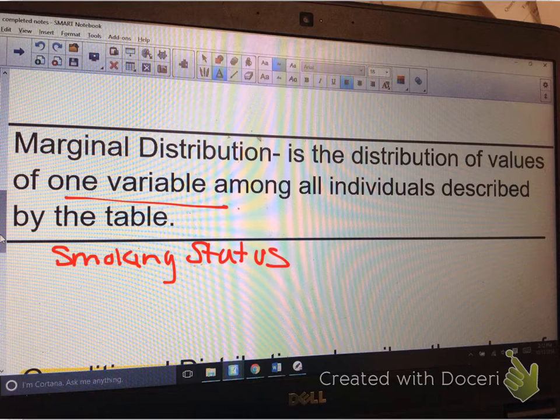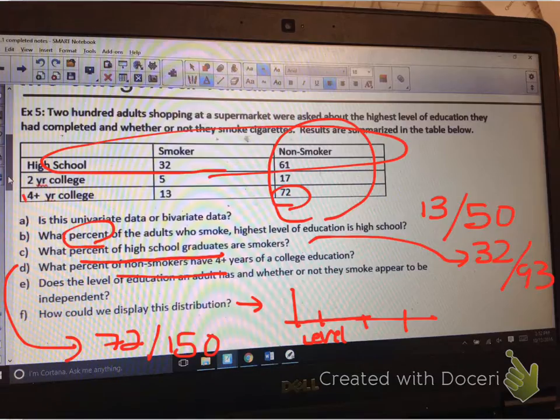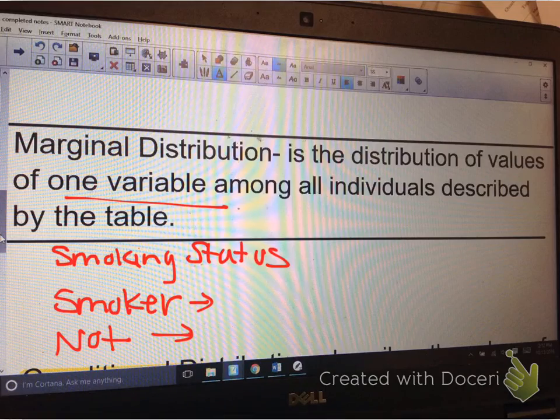So I could say they're either a smoker or not, okay? And then you're just going to put their totals. So the total number of smokers we had were 50, and the total number of not was 150.